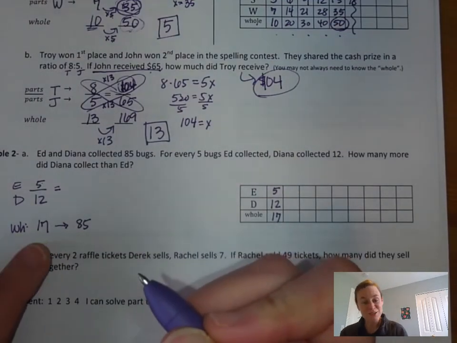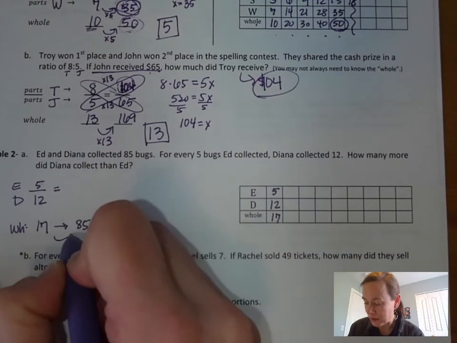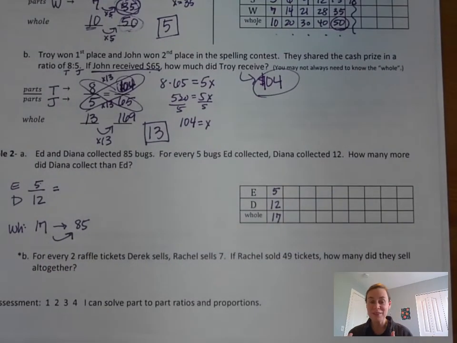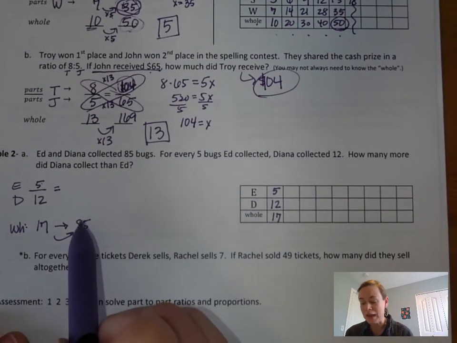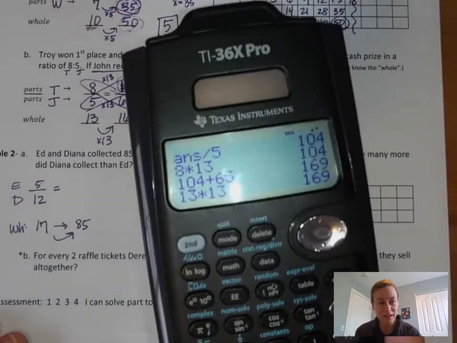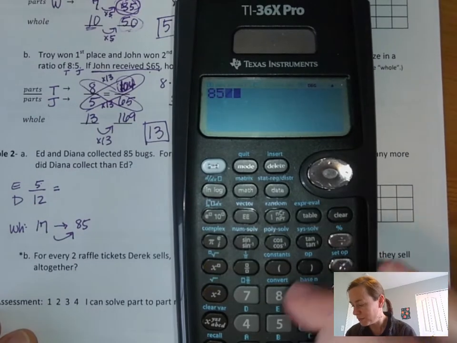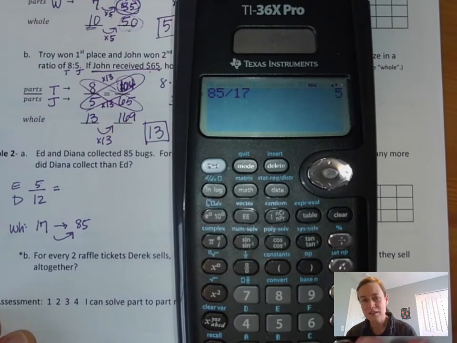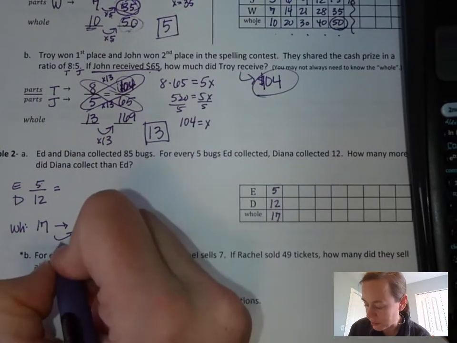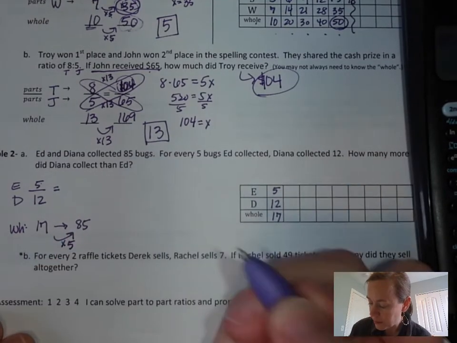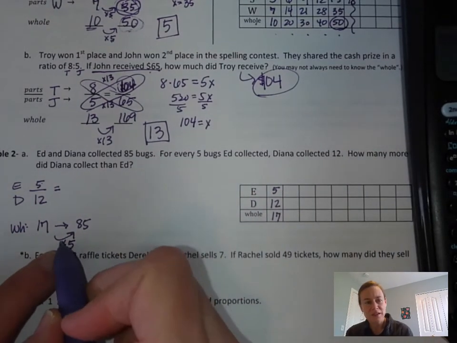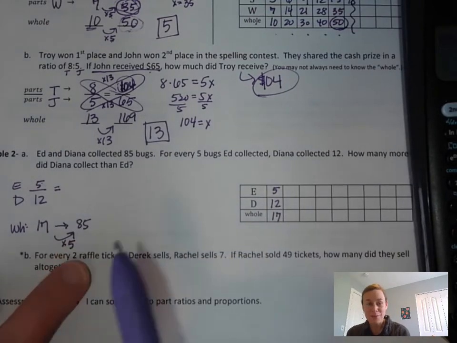How, using multiplication or division, can 17 become 85? You know, I don't know that off the top of my head, but I can do 85 divided by 17, and I can just use my calculator for that, and that'll tell us. So let's do 85 divided by 17, and ta-da, 5. Scale factor of 5, it looks like. So it looks like our scale factor is 5, because what was 17 became 85.